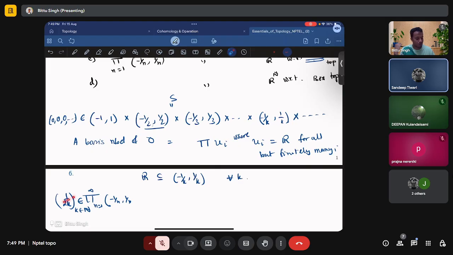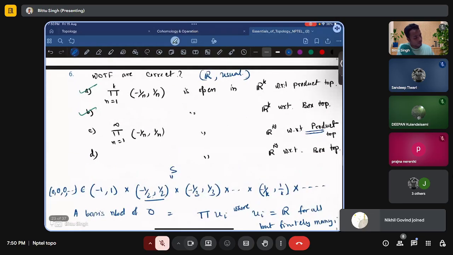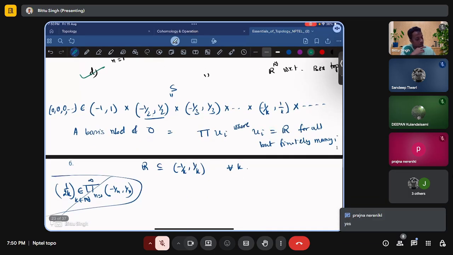So from here it is clear that this is not open in the product topology. Now what about with respect to box topology? It is open. Yes, in box topology this is open because in box topology there is no restriction.